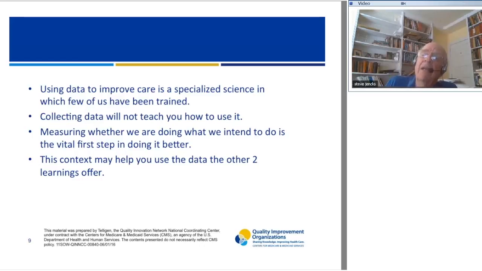Second thing is that collecting data will not teach you how to use it. And if you don't track through from the prompt collection of timely data to ask, how am I going to use this data? How is it going to tell me where to intervene, and how is it going to allow me in the next cycle to test whether my intervention was successful? Then, honestly, we're not much ahead of where we were to start with before we collected the data.